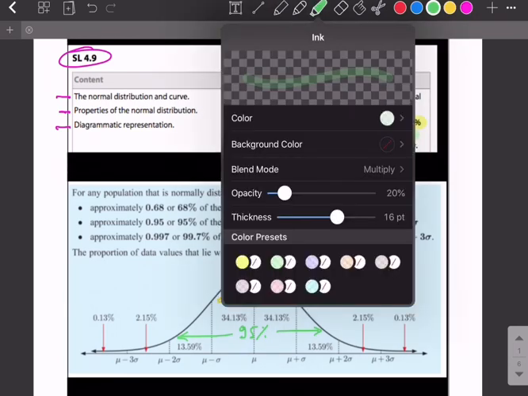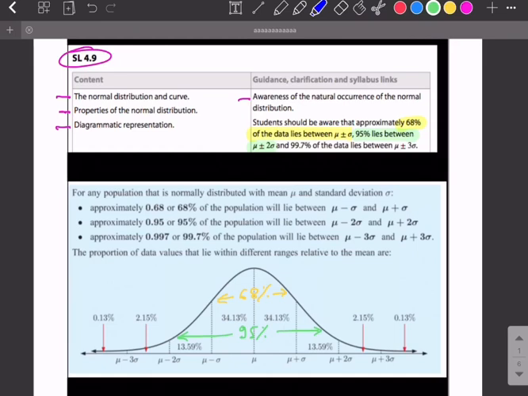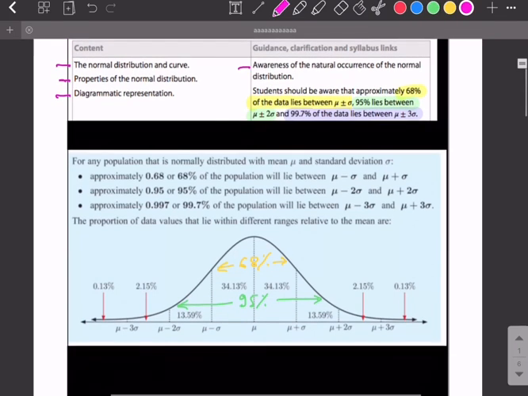And then the last thing you need to know is that you have 99.7% within 3 standard deviations. So that means that within 3 standard deviations from here, you have 99.7% to here, 3 standard deviations.